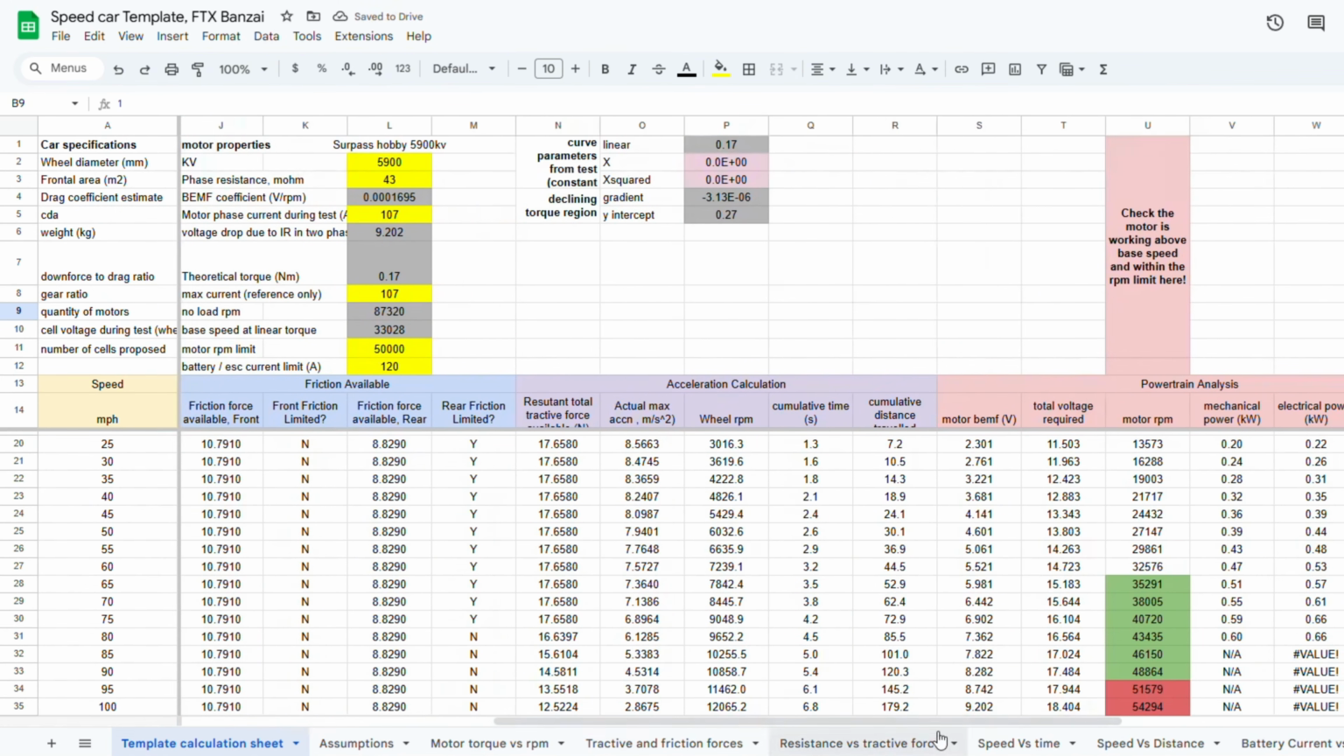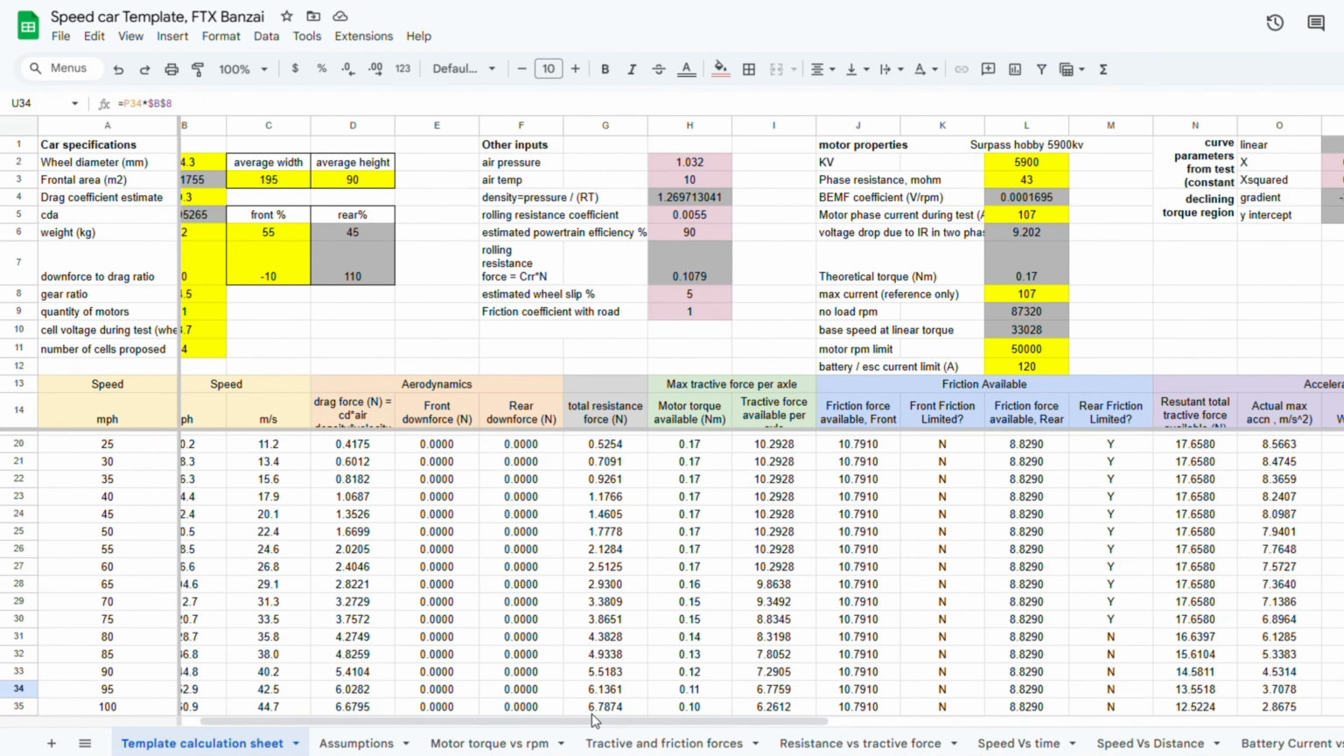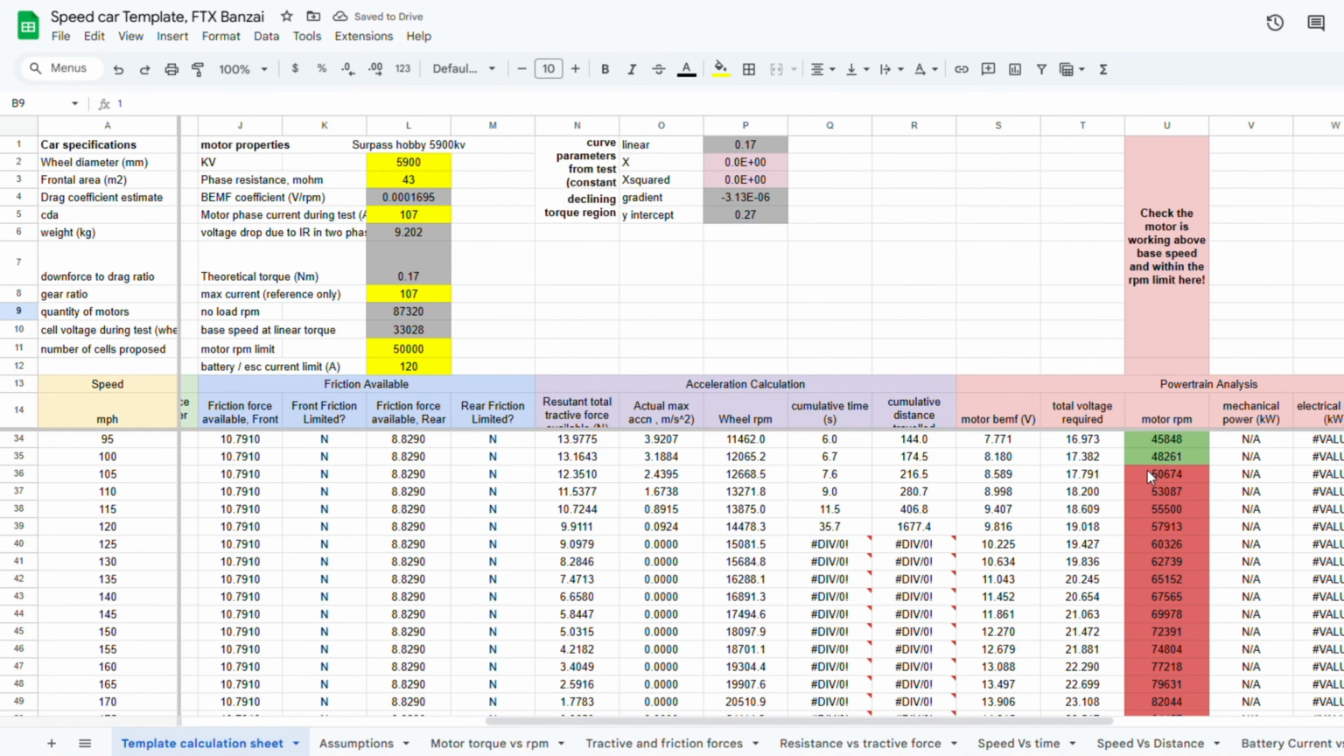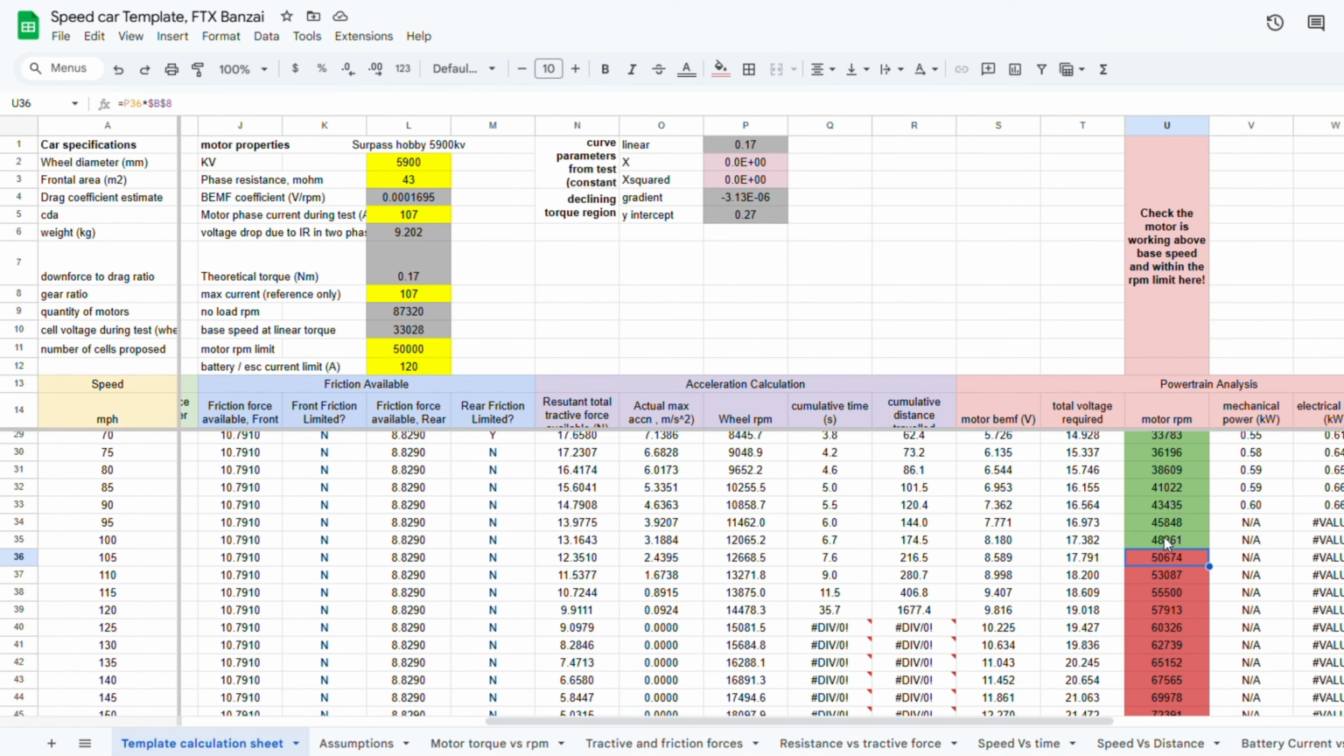Let's see how that's affected. Has it pushed it up to 100? No, it hasn't. Well, let's push that up to 100 and then we'll see where we are with it. So gear ratio 4 I think is going to be needed for that. Is that right? Yeah, so that's hitting the RPM limit after 100 miles an hour there. But let's see what we've got then.